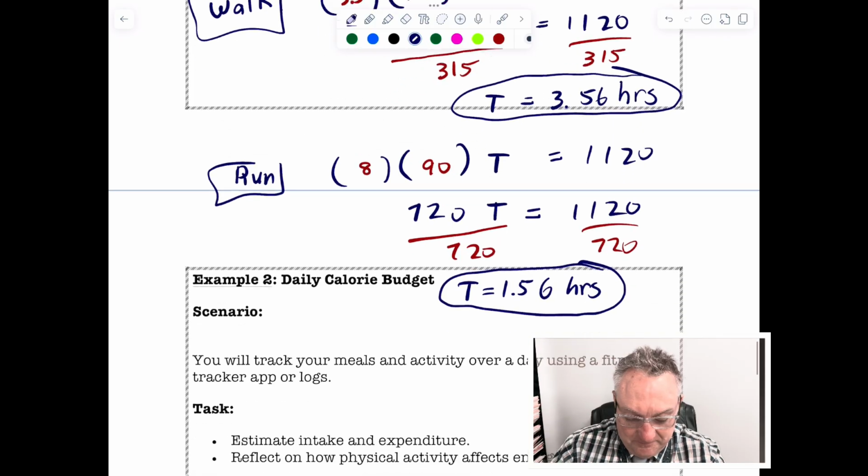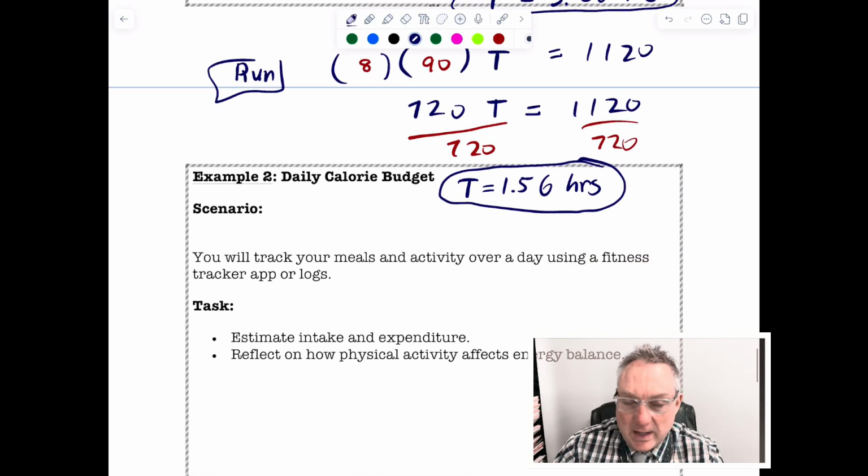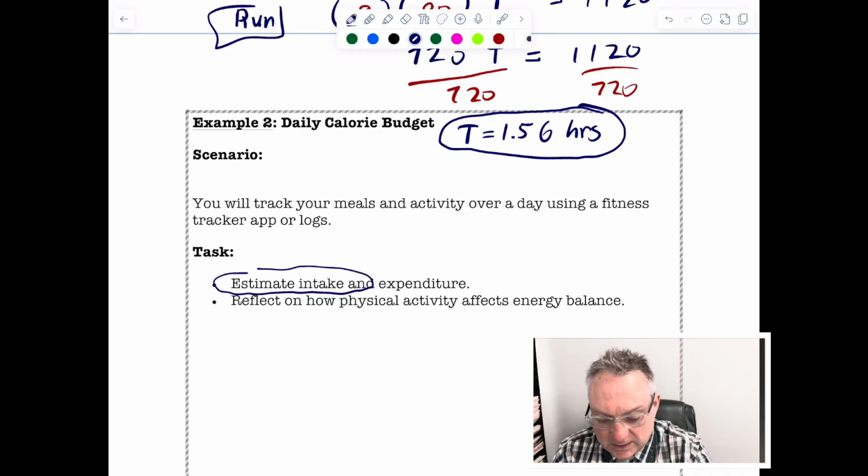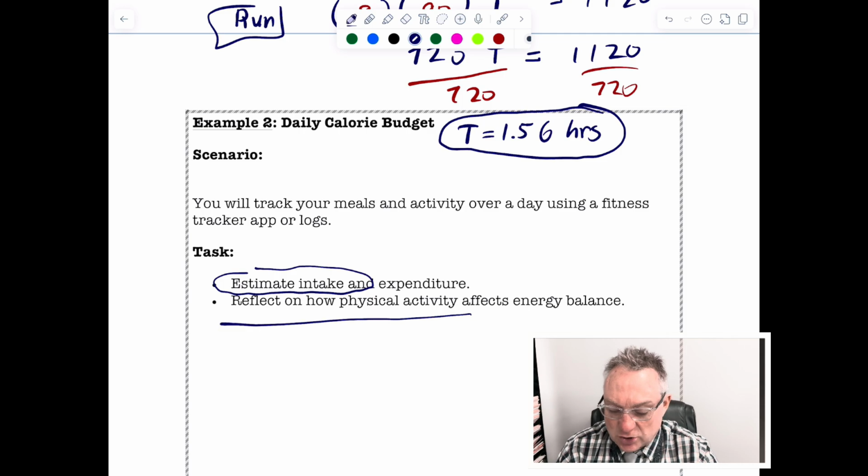So on your own, that would be a good activity for you to do, is look at your meals, and you can Google them. Estimate your intake of calories and just reflect on what kind of training will take to burn that energy. And so that's just another good activity for you to look at. And so this was all about heart rate and calories burned.